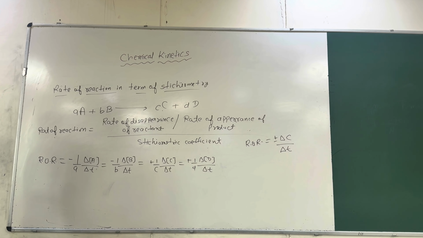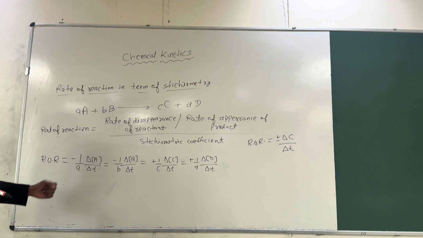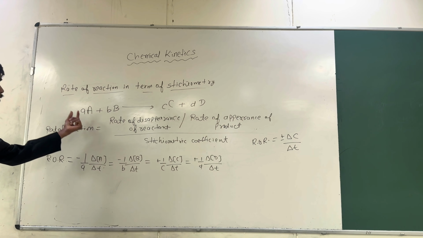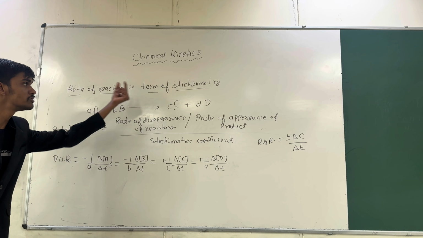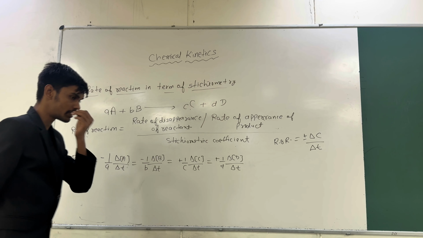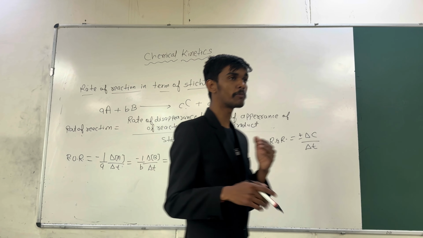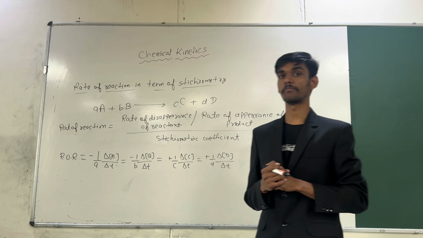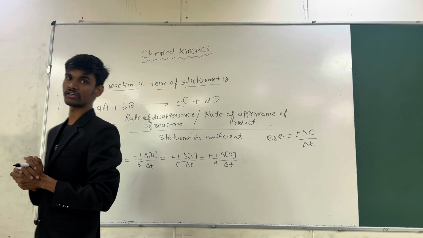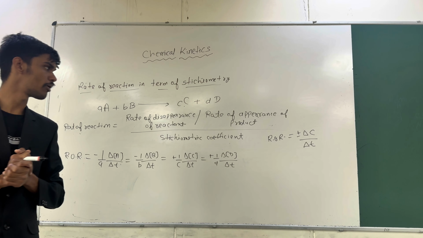Second, let us understand why we are dividing by the stoichiometric coefficients. a moles of reactant A produce c moles of product C as well as d moles of product D. That means the moles of reactant and product are not the same. That's why we divide by their stoichiometry, basically their number of moles.